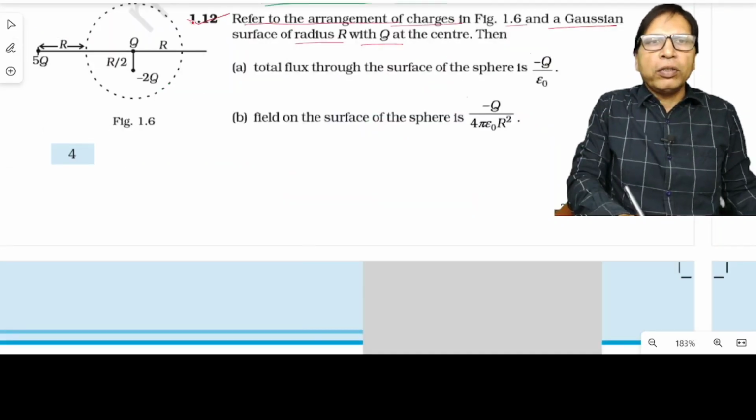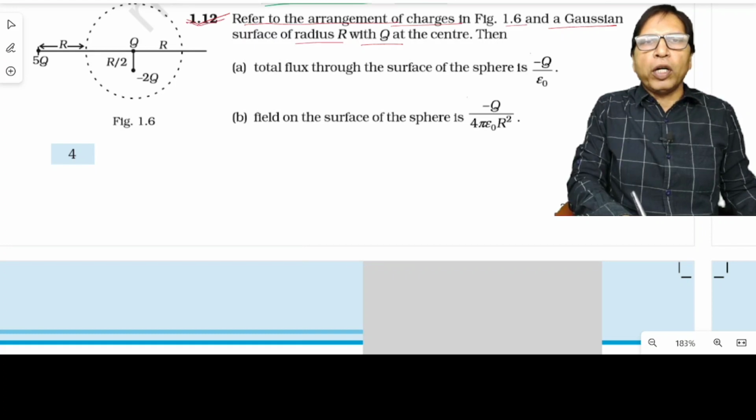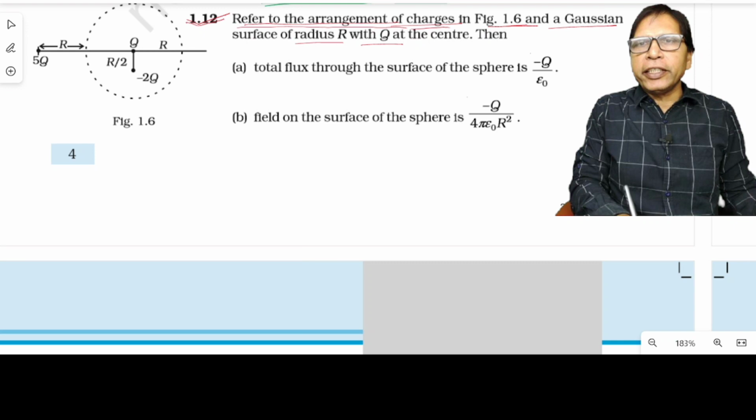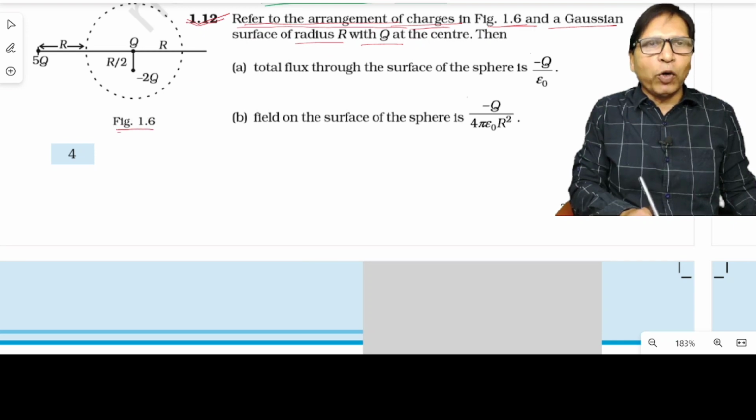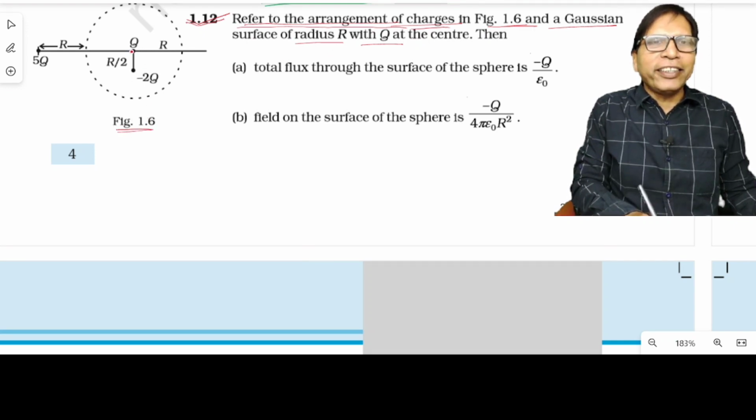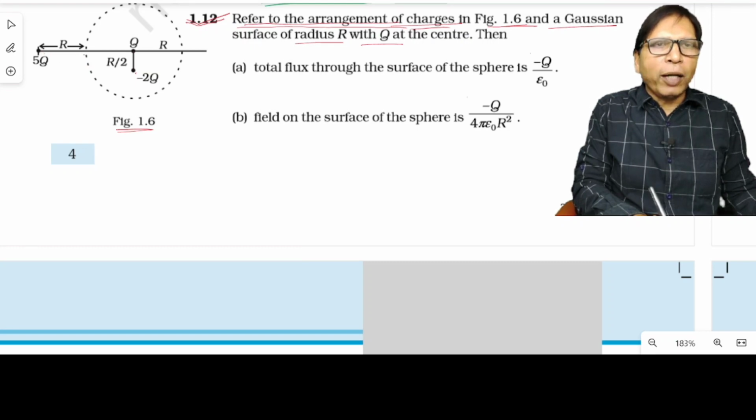Now look at this question number 1.12. Refer to the arrangement of charges in figure 1.6. Look at this, this is figure 1.6. This is the charge Q at the center of the spherical region, and this is the charge minus 2Q at a distance r by 2 from Q, and charge 5Q at a distance r from the surface.